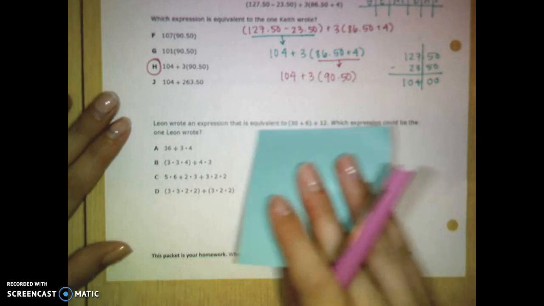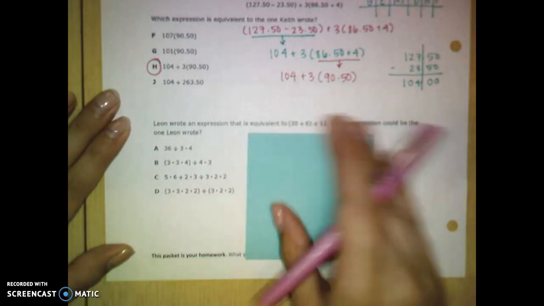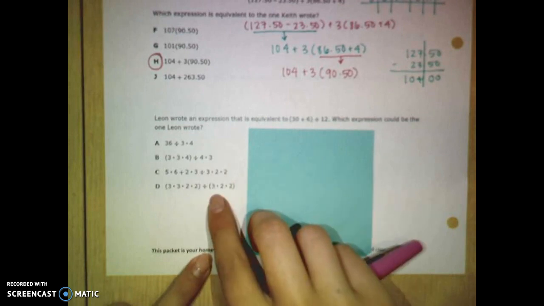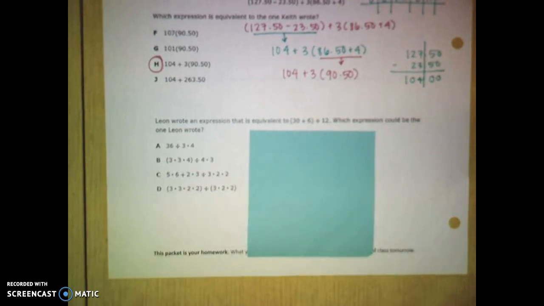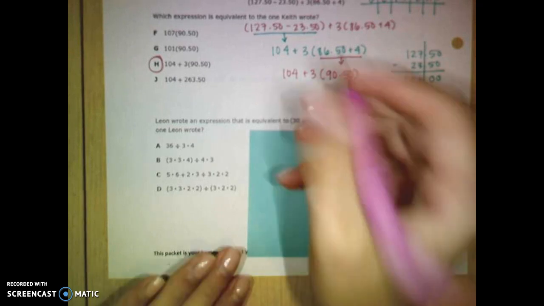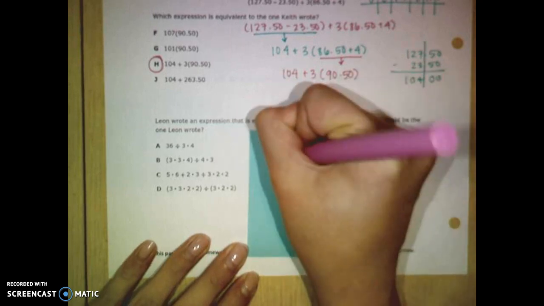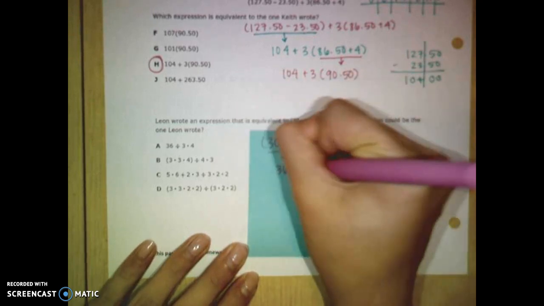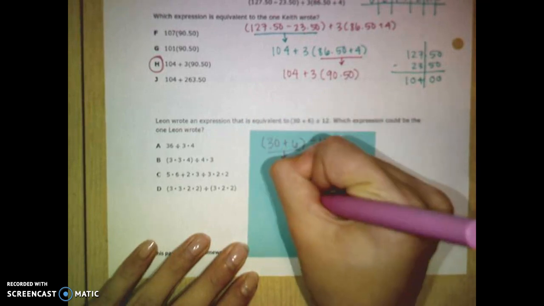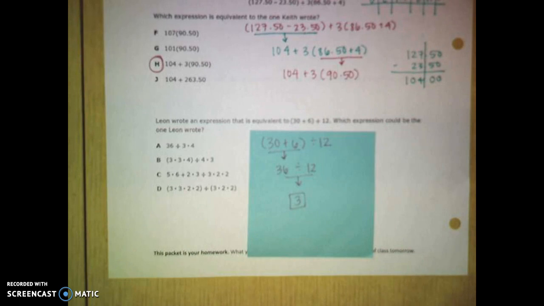Very last question. Leon wrote an expression that is equivalent to 30 plus 6 divided by 12. Which expression could be the one that Leon wrote? To solve this one, we're actually going to start by solving the expression we were given to figure out, okay, well, what is this expression saying? Because we're looking at these options, there's a whole lot going on, and they all look like they could be right. So I'm going to solve the expression I was given first. And I'd get 36 divided by 12. When I solve that, I get a final answer of 3.